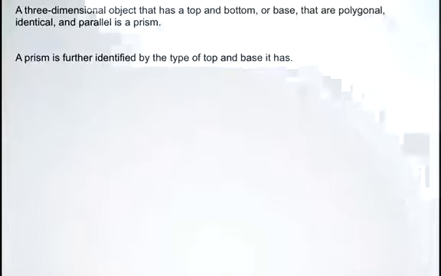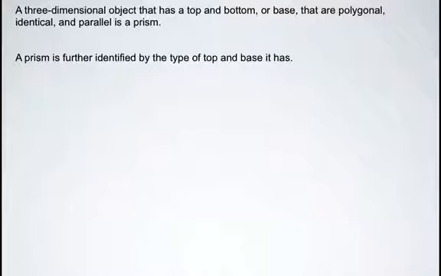A three-dimensional object that has a top and bottom, or base, that are polygonal, identical, and parallel is a prism. A prism is further identified by the type of top and base it has. So basically what we're saying here is a three-dimensional object is a prism, or anything that, say, could contain a liquid like water.